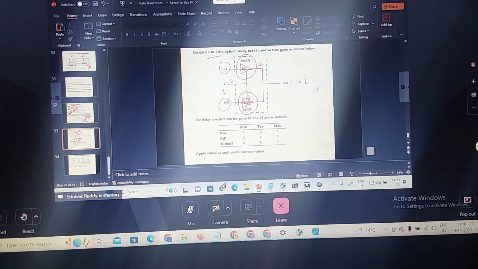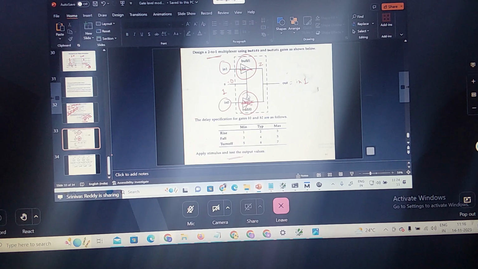So apply the stimulus and test the output values. These are the two examples which I am asking you to do with the delays, primitive gates with the delays. I have mentioned the typical value, minimum value and the maximum value. Did you understand this? Now let us go to the next question.